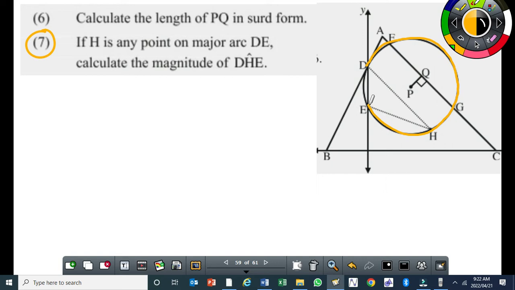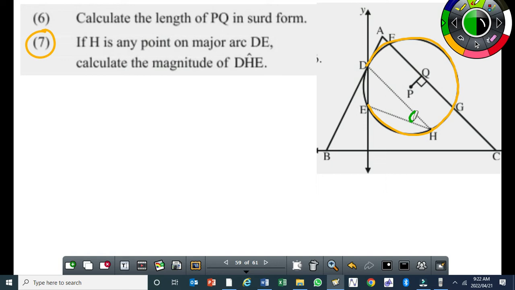So H is any point on major arc DE, and we are told that H is here. We are supposed to calculate the size of DHE. DHE is this angle here.